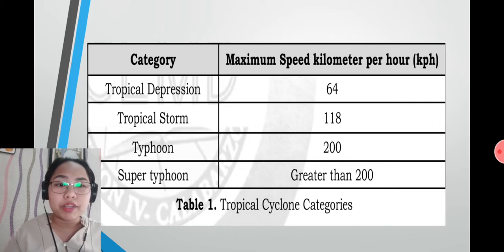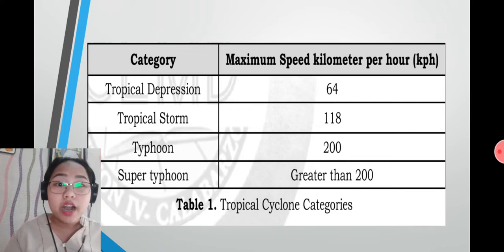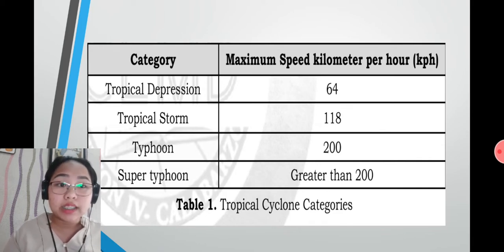So to interpret the table number 1 entitled Tropical Cyclone Categories, first, category number 1 or the tropical depression has the maximum speed of 64 km per hour. Second, we have the tropical storm having a maximum speed of 118 km per hour. Third, we have typhoon having a maximum speed of 200 km per hour. And lastly, the super typhoon having a maximum speed greater than 200 kilometers per hour. So those are the categories of a tropical cyclone.